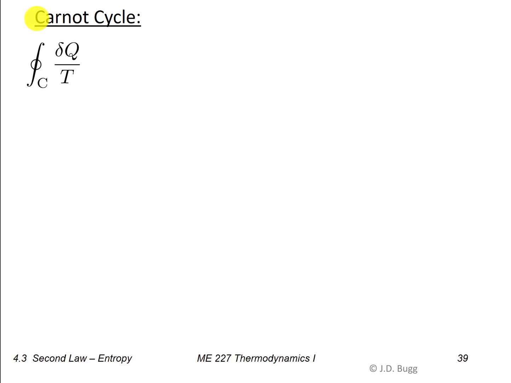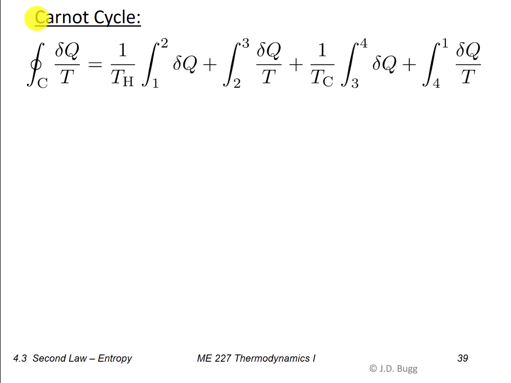So that's the first thing that we'll see on the right hand side here, is we have split this integral over the entire cycle up into 4 parts: 1 to 2, 2 to 3, 3 to 4, and 4 back to 1. So that's the first feature of the right-hand side of this that we want to recognize.